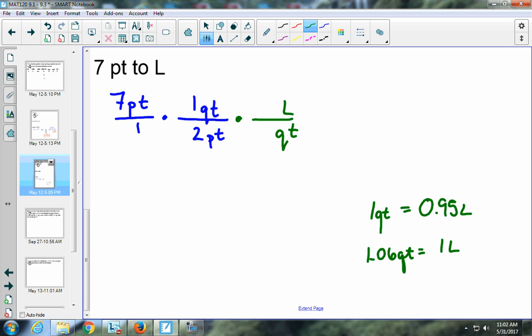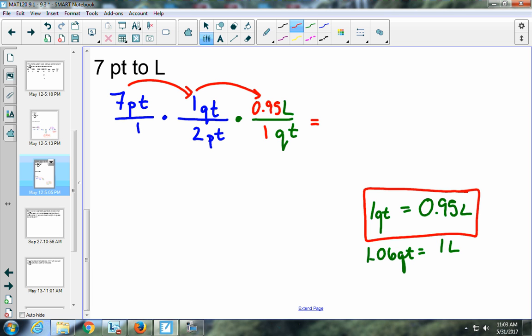Now we can use whichever one we want. And like we talked about in class, it's usually easier to use whatever's going to put a 1 in our denominator. So we want the 1 to be next to quarts. And with those conversions, that means we want to use 1 quart equals 0.95 liters. If we do that, we can multiply straight across. So we'll do 7 times 1, which is 7, times 0.95, which gives us 6.65. In our denominator, we have 1 times 2, which is 2, times 1 again, still gives us 2.